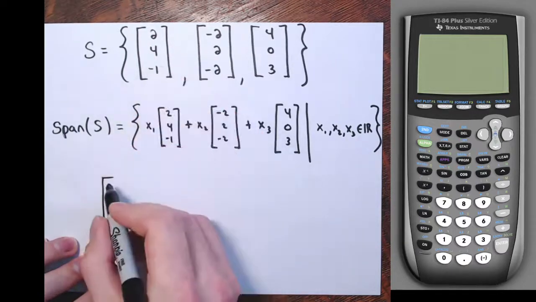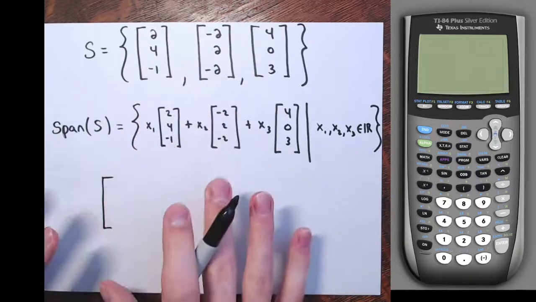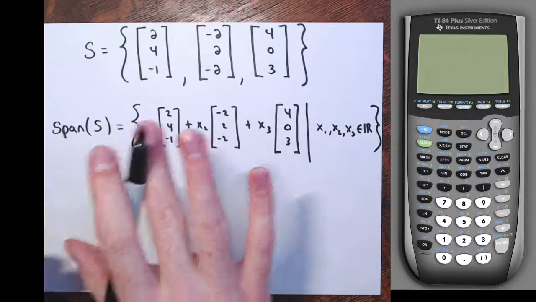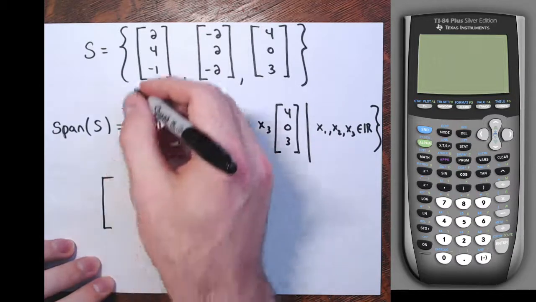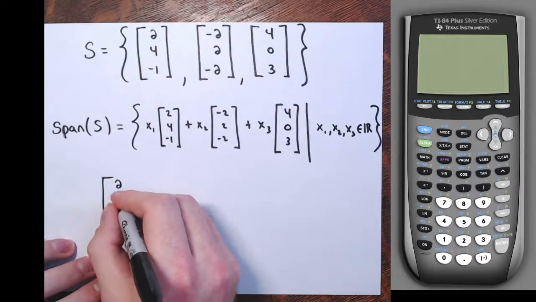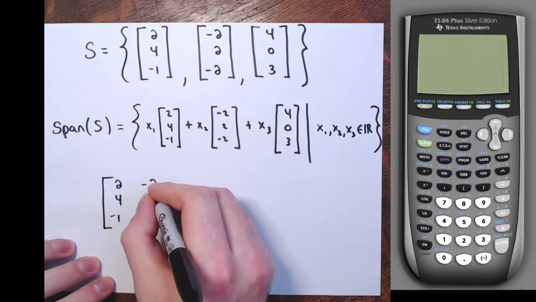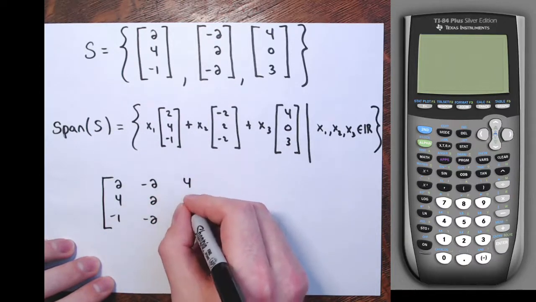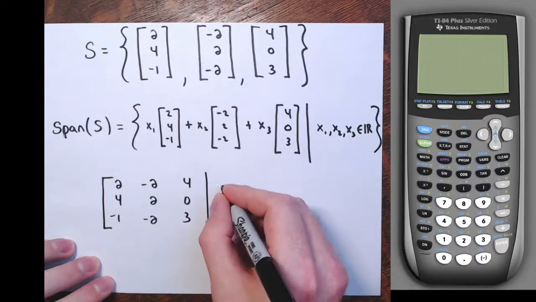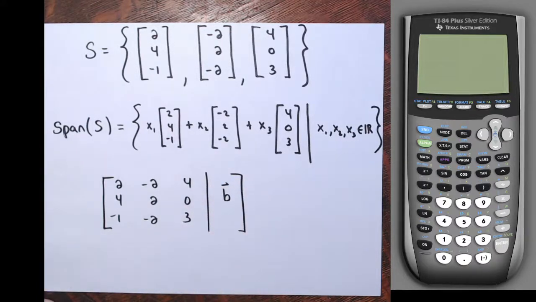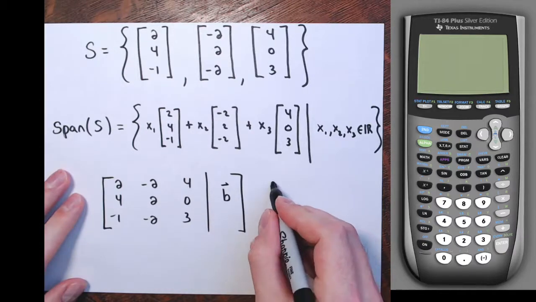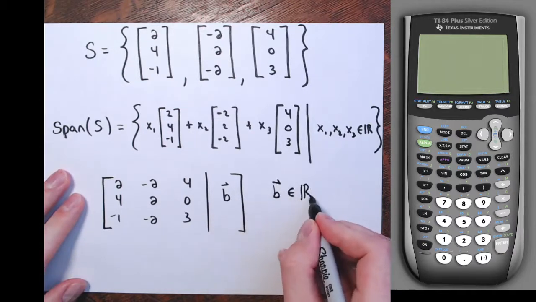Remember how, if I wanted to find out what vectors are in the span and what vectors aren't, I set up a system and the coefficient matrix had these vectors down the columns. Down the first column is 2, 4, -1. Down the second column is -2, 2, -2. Down the third column is 4, 0, 3, and then I had some equal sign, then some vector b over here that I don't know. I'm picking b as any vector from R3.